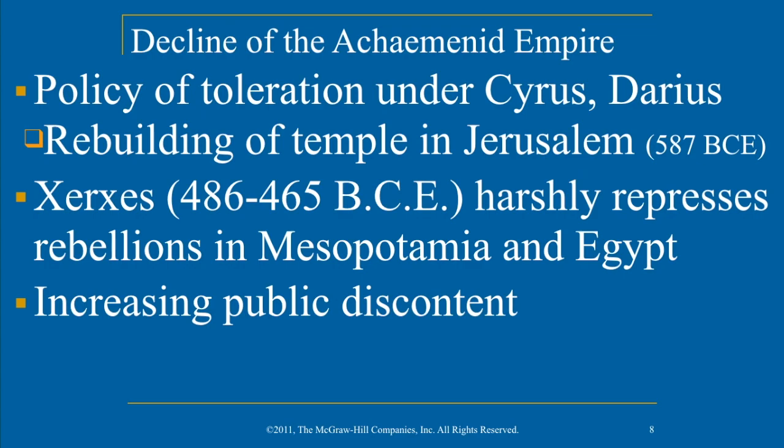Now, the decline of the Achaemenid Empire came for a couple of reasons. Number one, the policy of toleration under Cyrus and Darius was kind of seen as a high point and a low point at the same time. Under Cyrus and Darius, if you don't subjugate people to a point where they are oppressed unduly, we'll see this again in the Roman Empire.